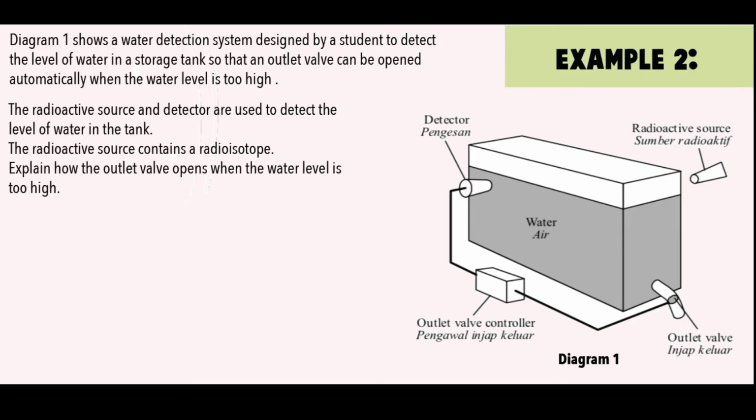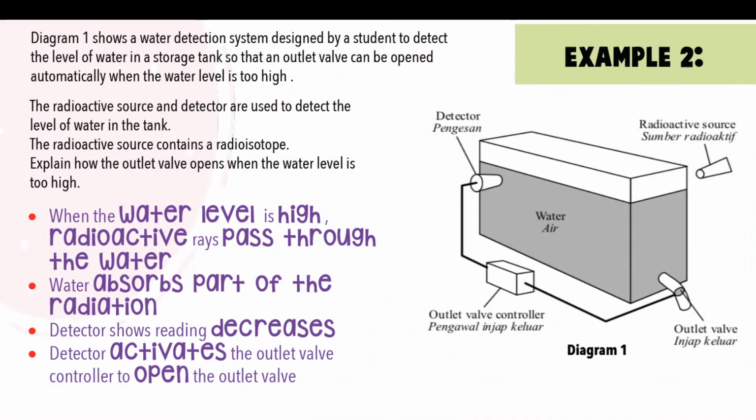We can also see the actual answer. Just now is what we discussed. Now we see the actual answer. They say when the water level is too high, the radioactive rays pass through the water. They can pass through, but the water will absorb some part of the radiation. So the detector shows the reading decreases. The detector activates. Now they find the reading becomes less, so the outlet valve controller opens the outlet valve, then the water flows out. You need to explain what happened at the start, then that the water absorbs part of the radiation, then what happened last. So this one is 4 marks for the process question.